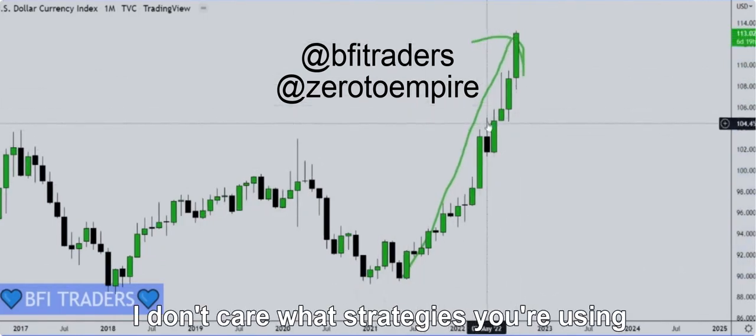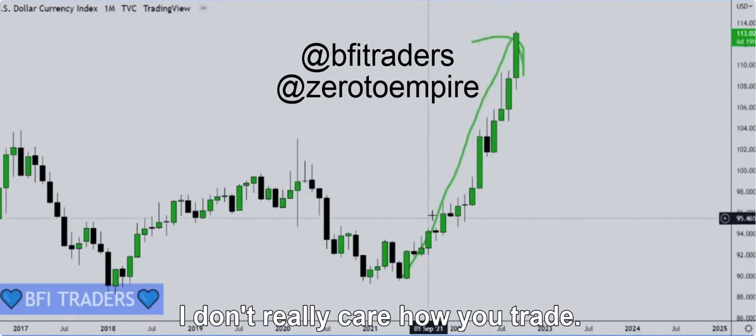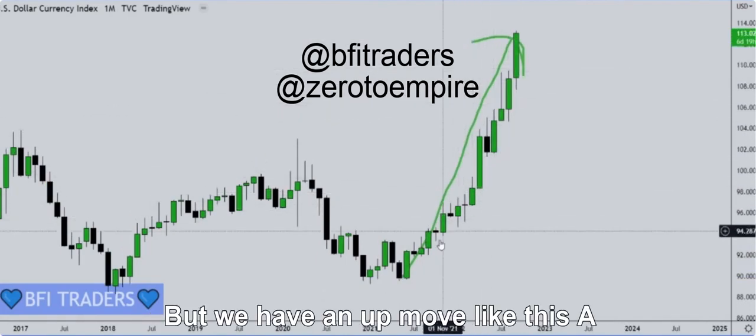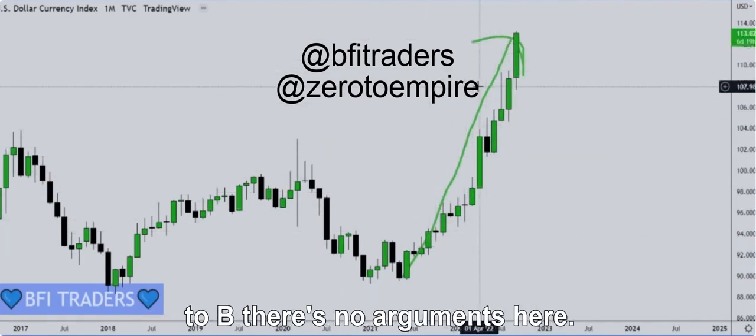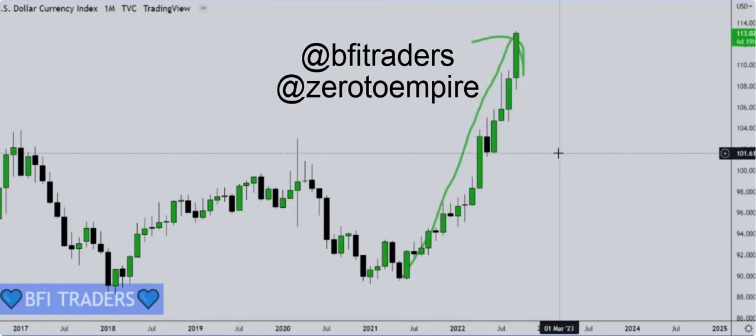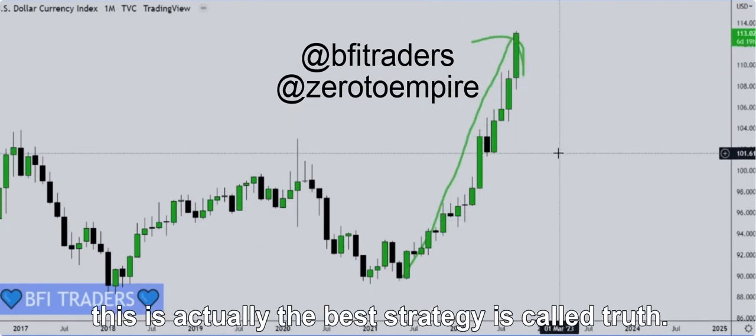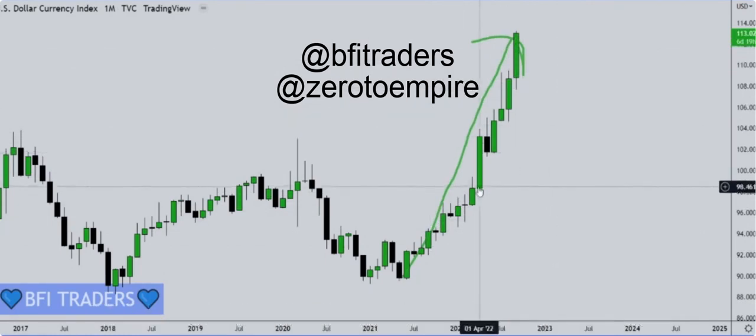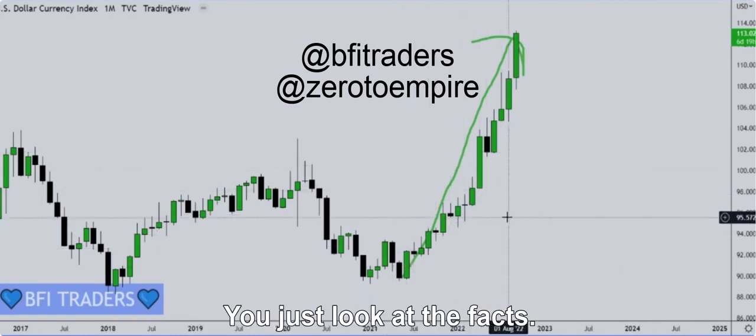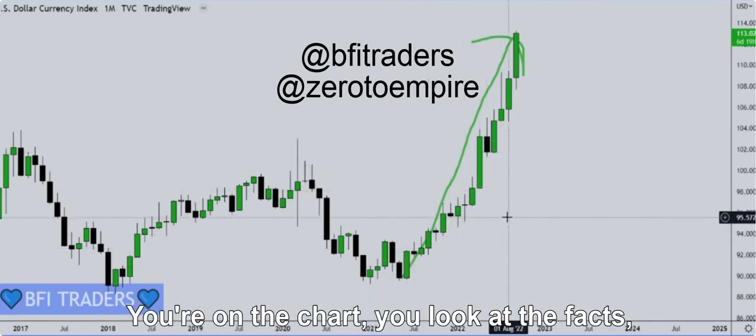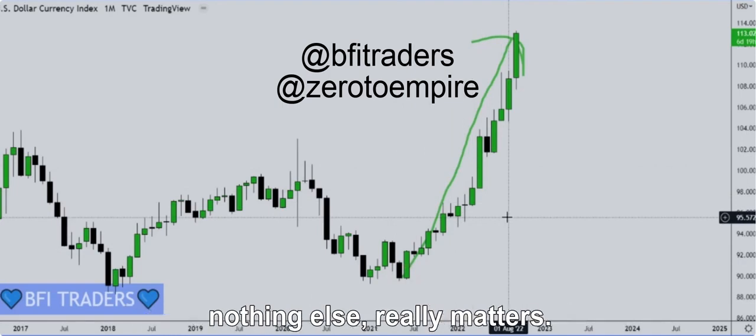I don't care what strategy you're using. I don't really care how you trade. But we have an up move like this. There's no arguments here. Okay, this is actually the best strategy. It's called truth. You just look at the facts. On a chart, you look at the facts. Nothing else really matters.